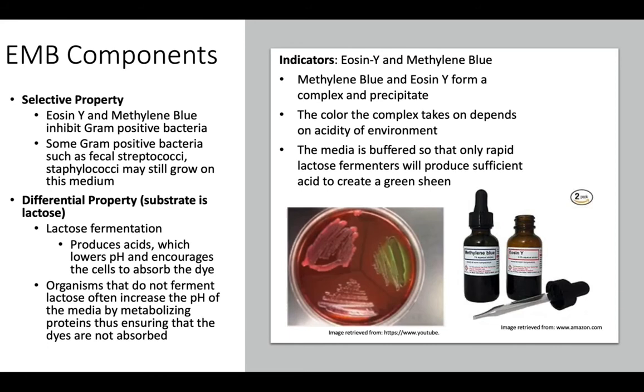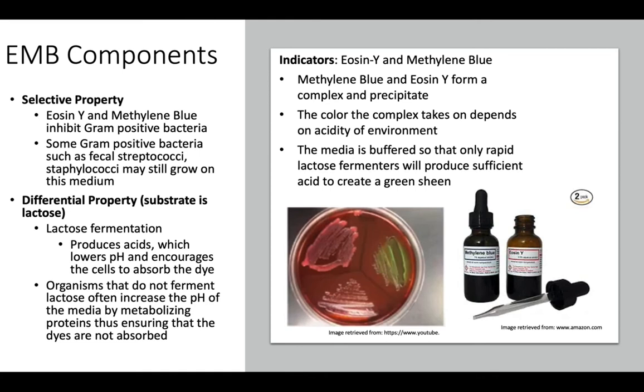So the other components of EMB, the selective property, are two dyes. The first dye is eosin Y. The second dye is methylene blue. These both inhibit gram-positive bacteria. So gram-positive cells, the ones that have peptidoglycan on the outside, will not grow on EMB plates. Some gram-positive bacteria, such as fecal streptococci and staphylococci, might grow. It just depends on how this was made. But for your exam and just knowing basic stuff, EMB will select against gram-positive bacteria.